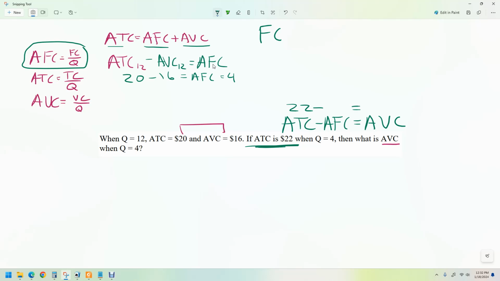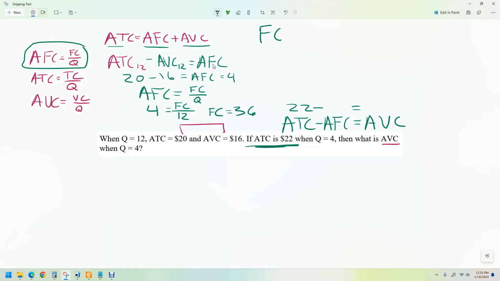Here's our average fixed cost: it's our fixed cost over quantity. We know that this is 4. We don't know the fixed cost; we're trying to figure that out. And then we know the quantity. The quantity is 12. So algebraically rearrange that, and our fixed cost is 36. Just solving for that. And that won't change whether you're producing 4 units, 12 units, 36 units, whatever, it doesn't matter.